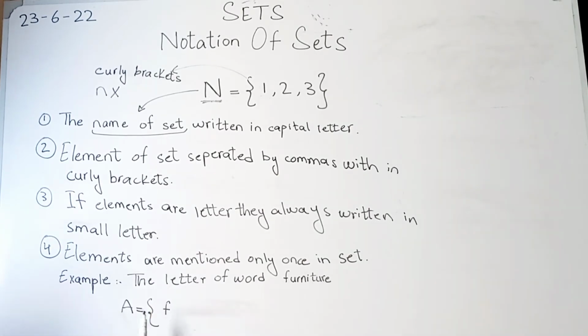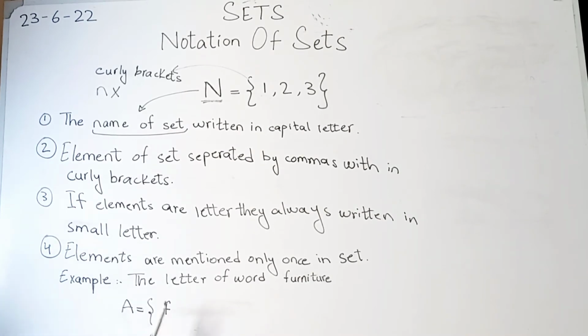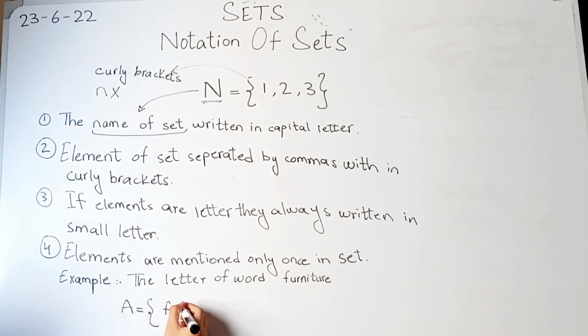The third notation says that if elements are letters, they are always written in a small letter. So I have written this in a small letter. And then the second notation says to separate them by commas. Separating by commas, we have another element u, separating by commas, then r, then separating by comma n, then we have i, separating by comma, then we have t, separating by comma, and then we have u.